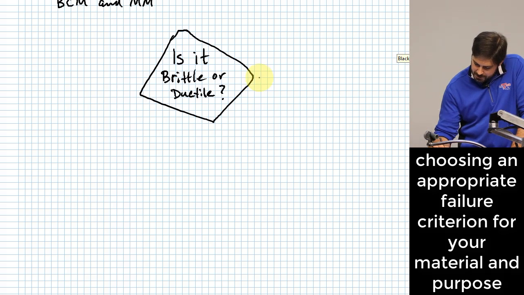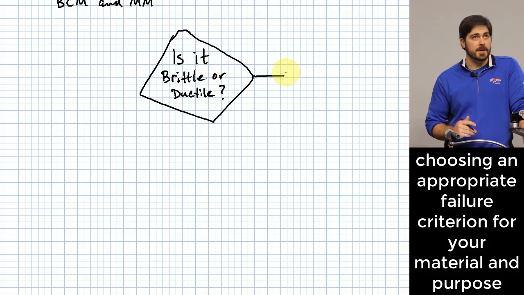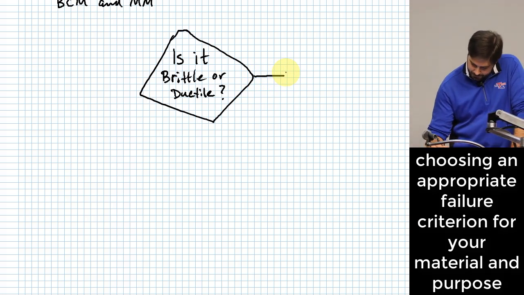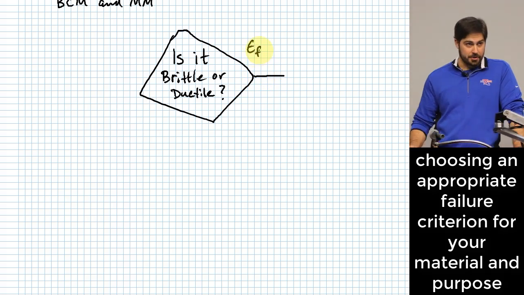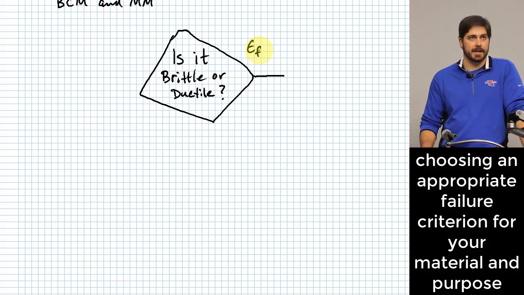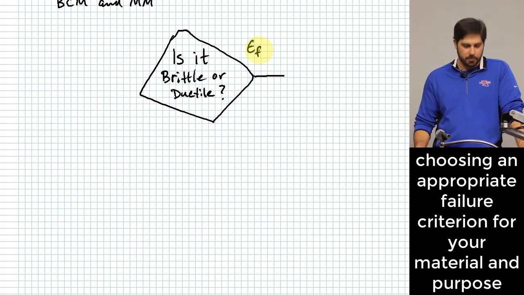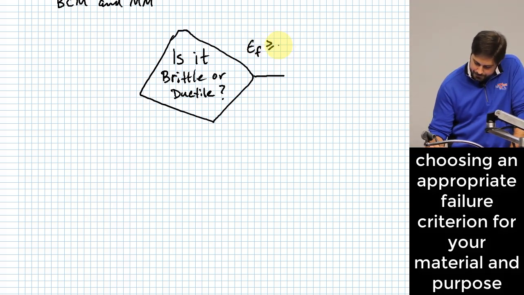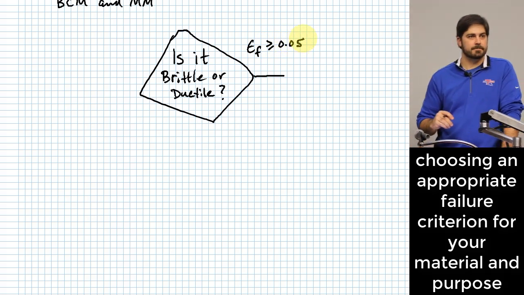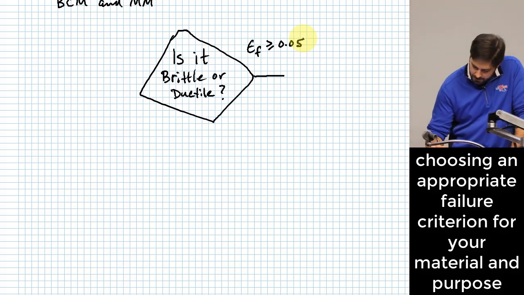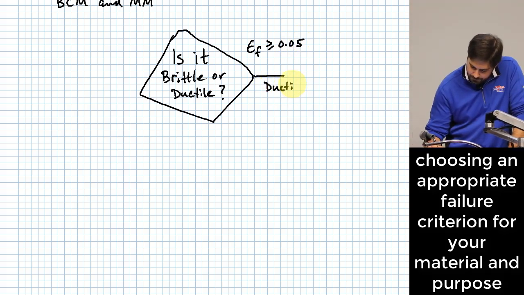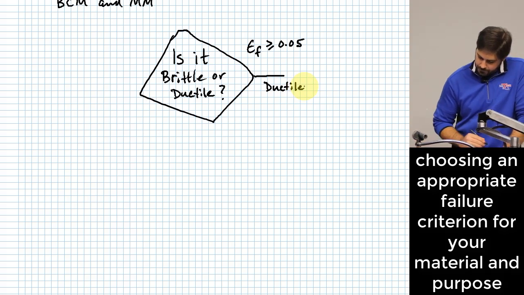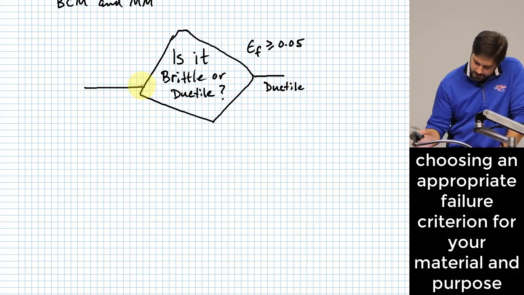Okay, the book uses this variable, epsilon f. That means our fracture strain, okay, and that's essentially how much strain it can take before it fractures, not surprisingly. If this is greater than or equal to 5%, then we are ductile. Okay? If not, then we are brittle.